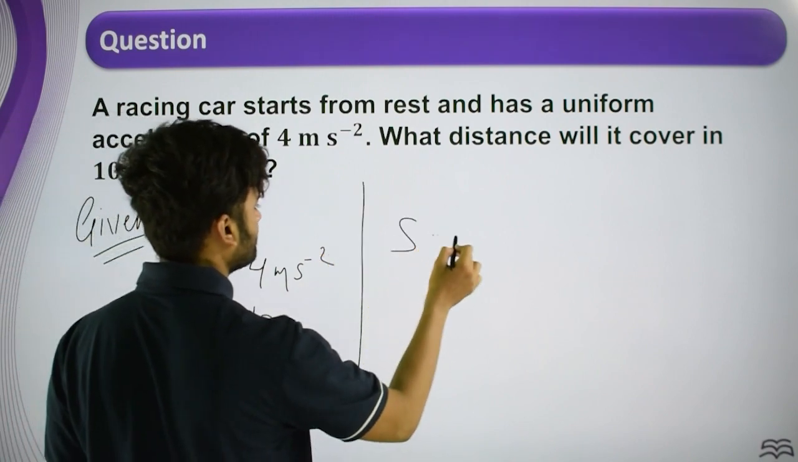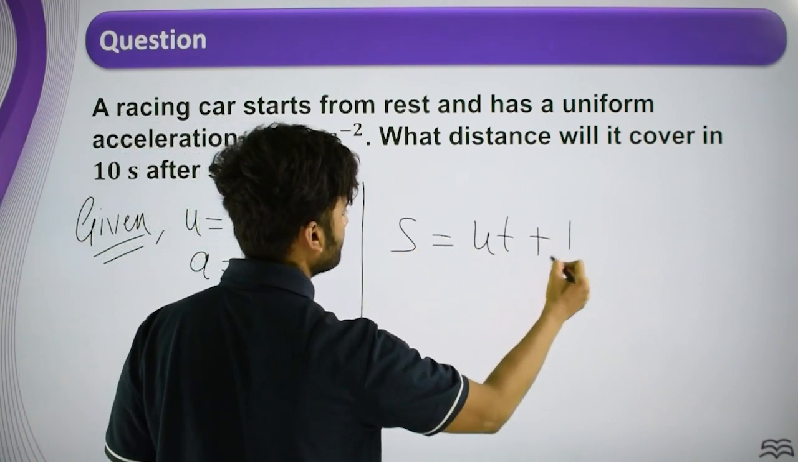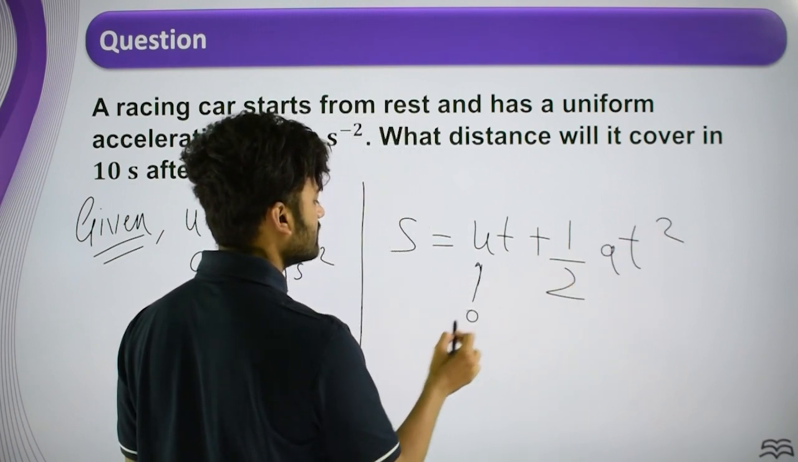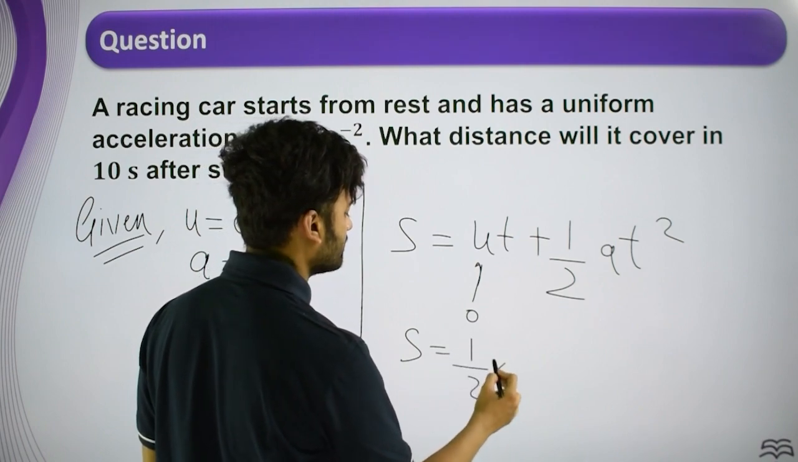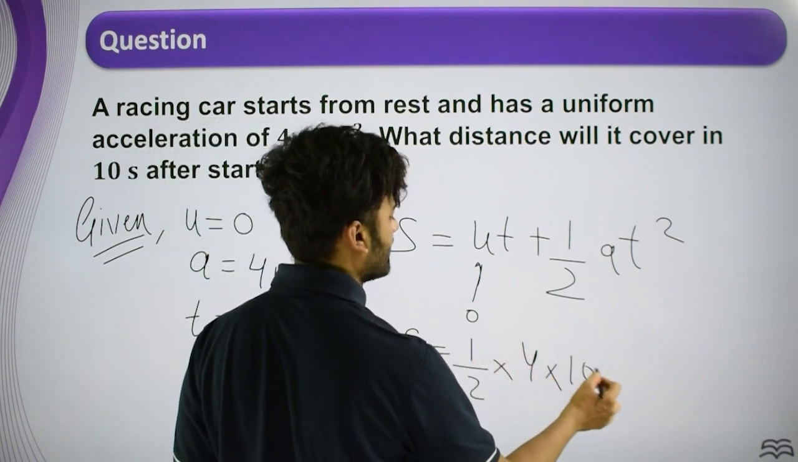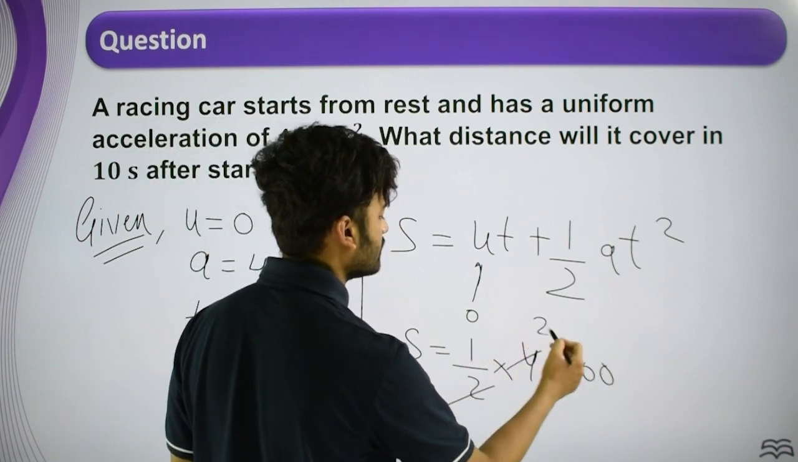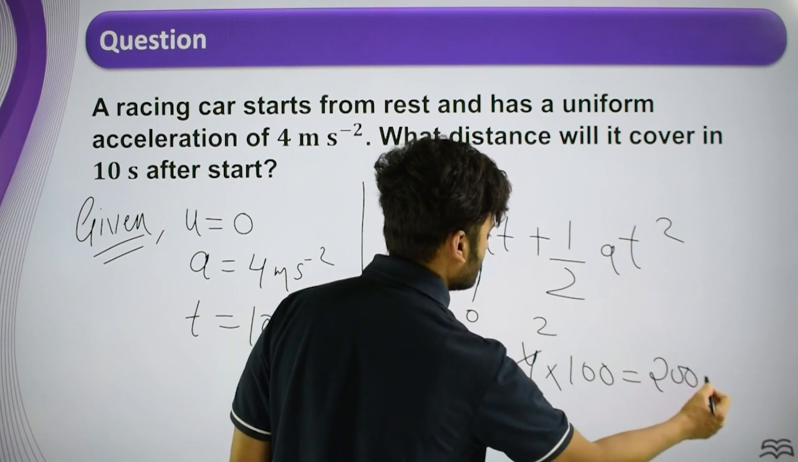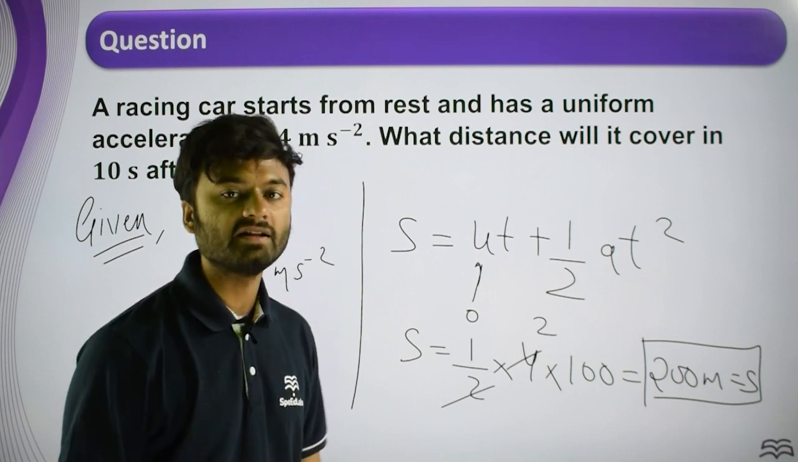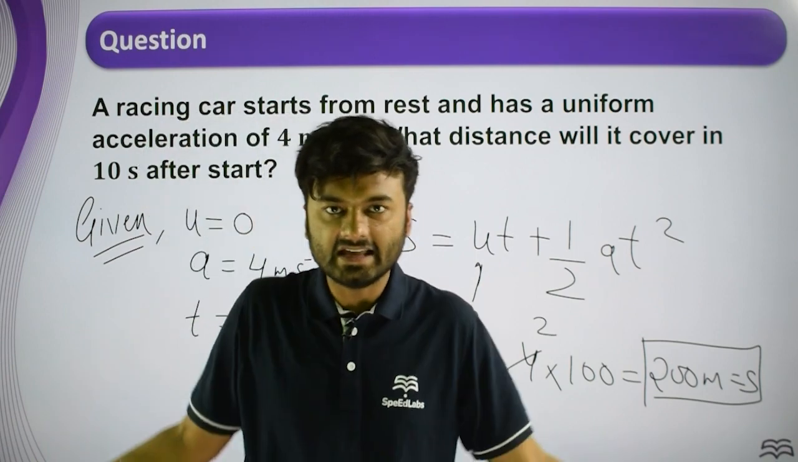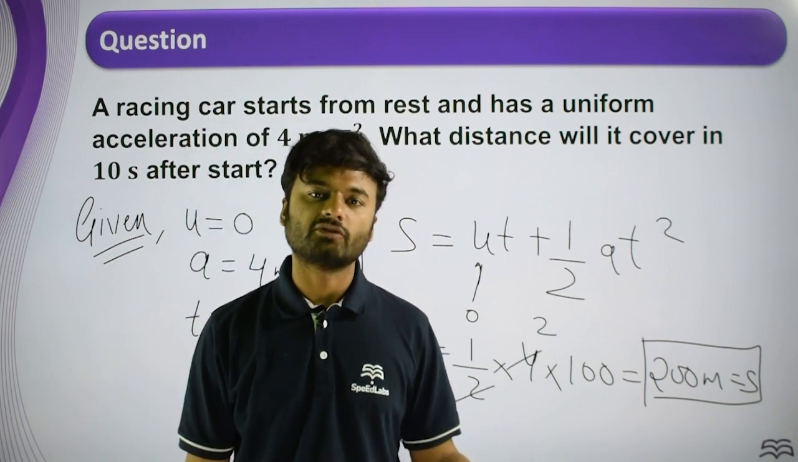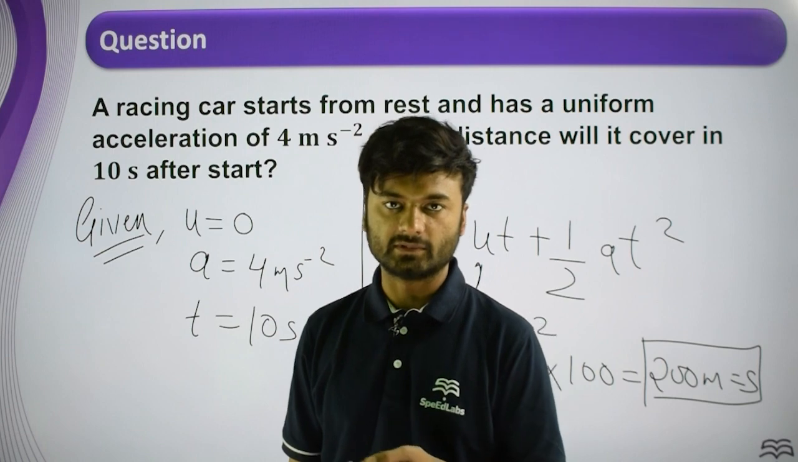We know, right, that displacement is equal to UT plus half AT square. Here initial velocity is 0. So S is half into acceleration, I have 4, and T is time, it is 10. 10 square is 100. So that will be 2 into 100, that is 200 meter. This is your displacement, or you can say that is basically the distance traveled in 10 seconds. That is very easy now. So like this, with the help of this equation, you can solve different types of numericals, as I have explained to you on the PPT.